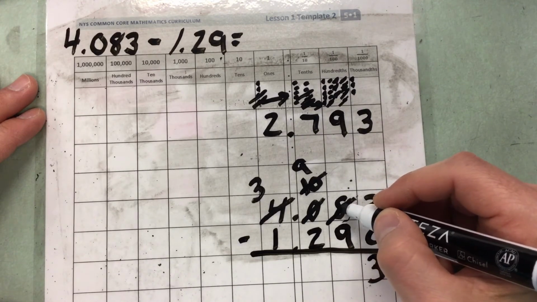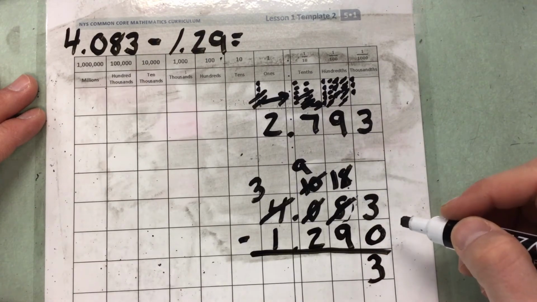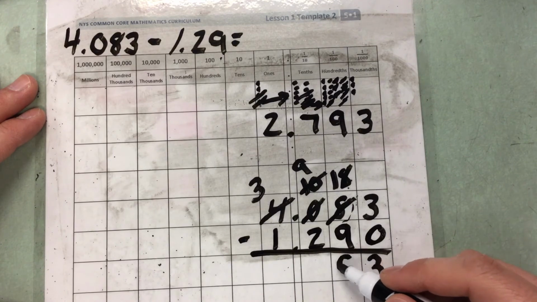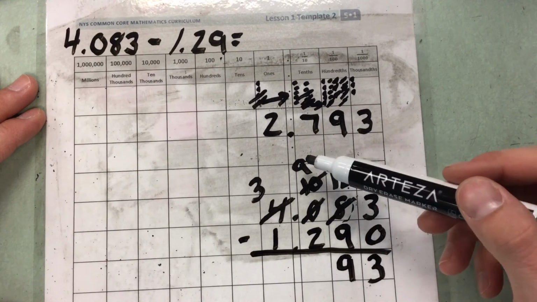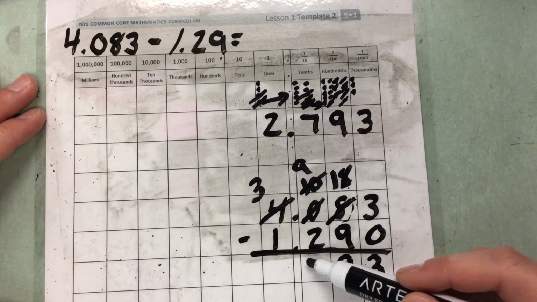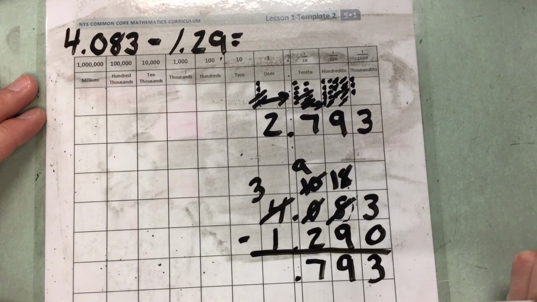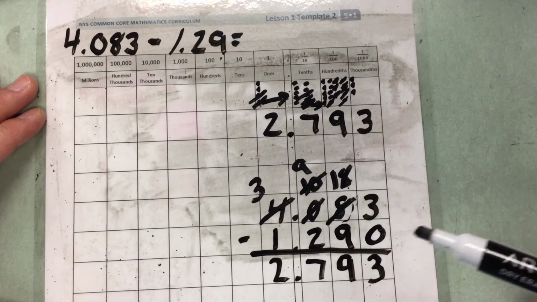So I already have 8 hundredths. So 10 hundredths and 8 hundredths is 18 hundredths. 18 take away 9 is 9. I'm going to move to my tenths column. 9 take away 2 is 7. My decimal lines up because I lined up my place values. And then 3 take away 1 is 2.